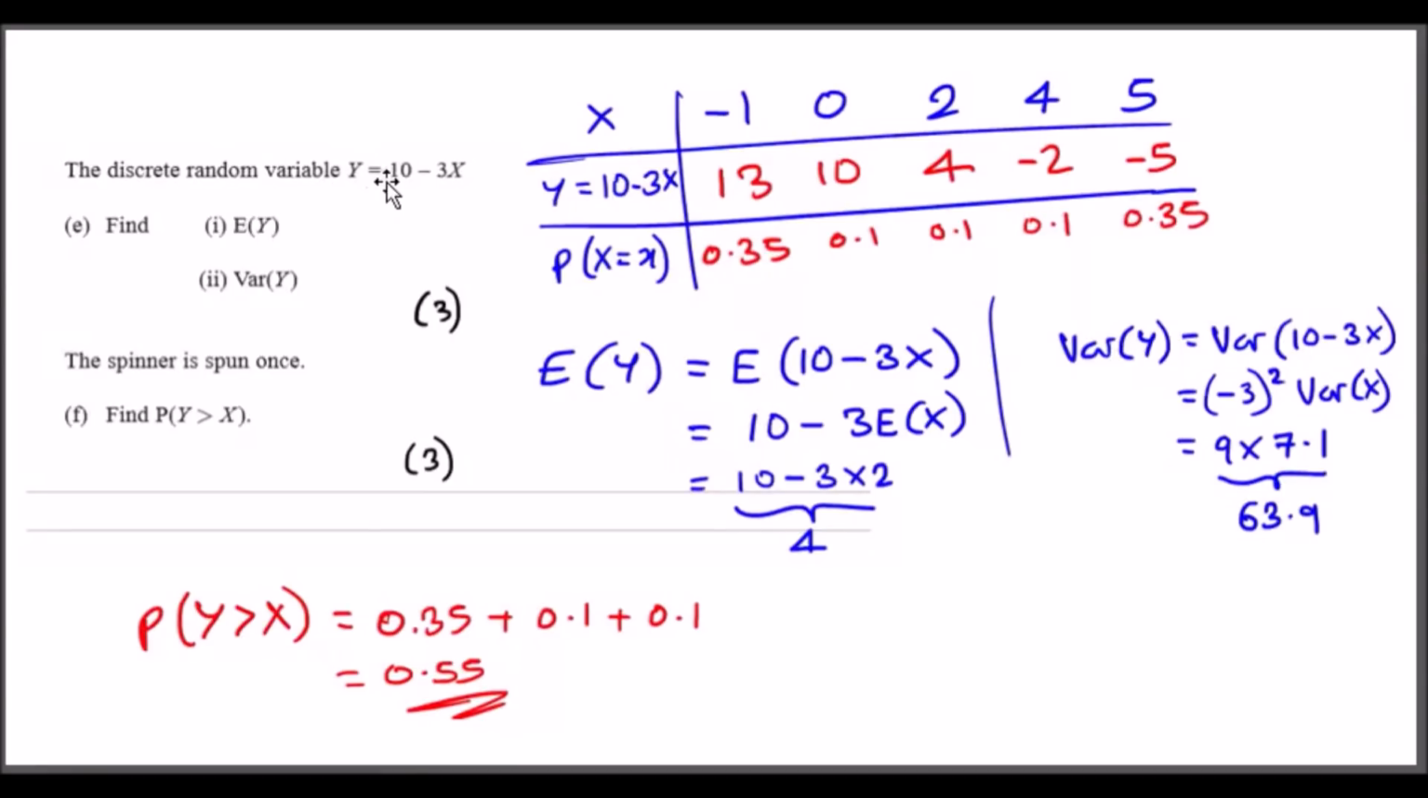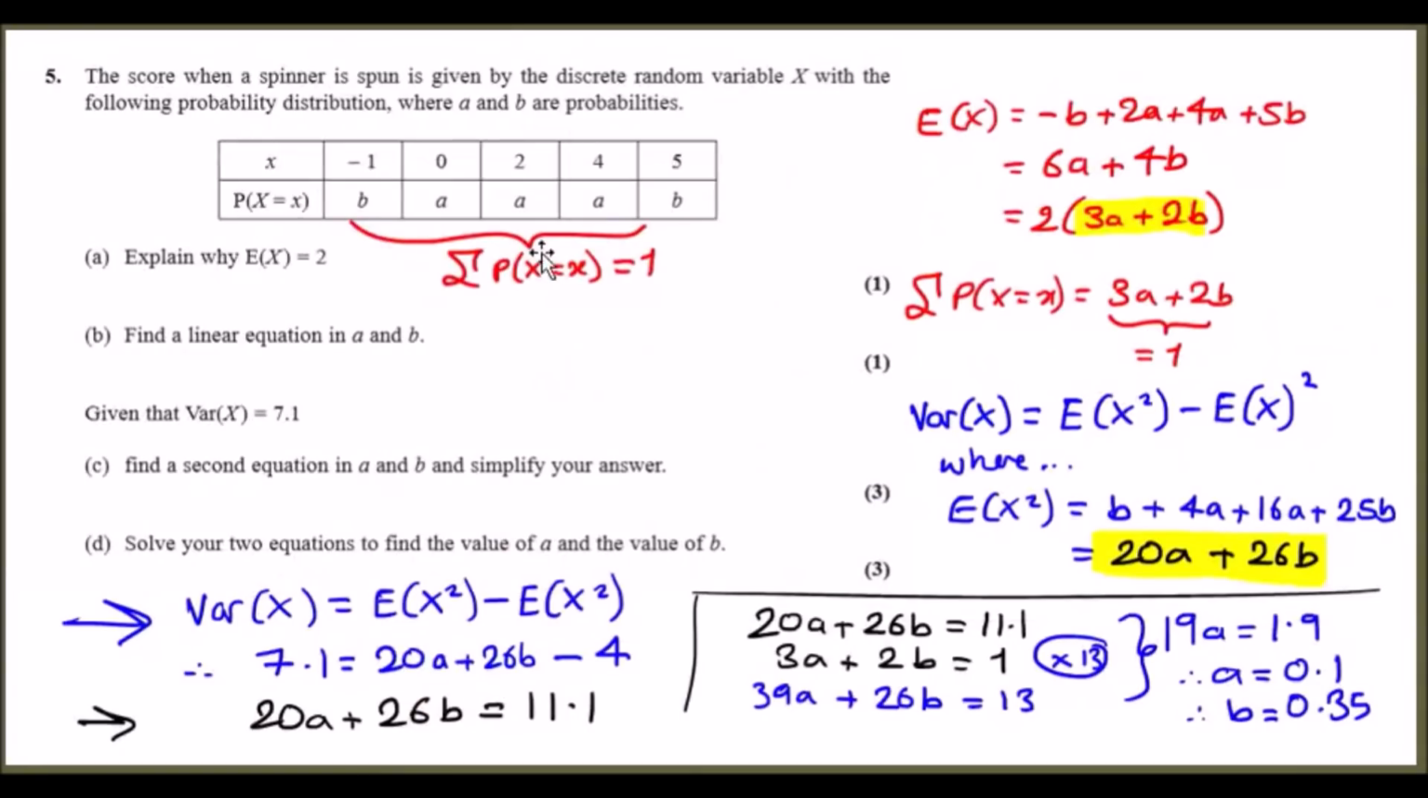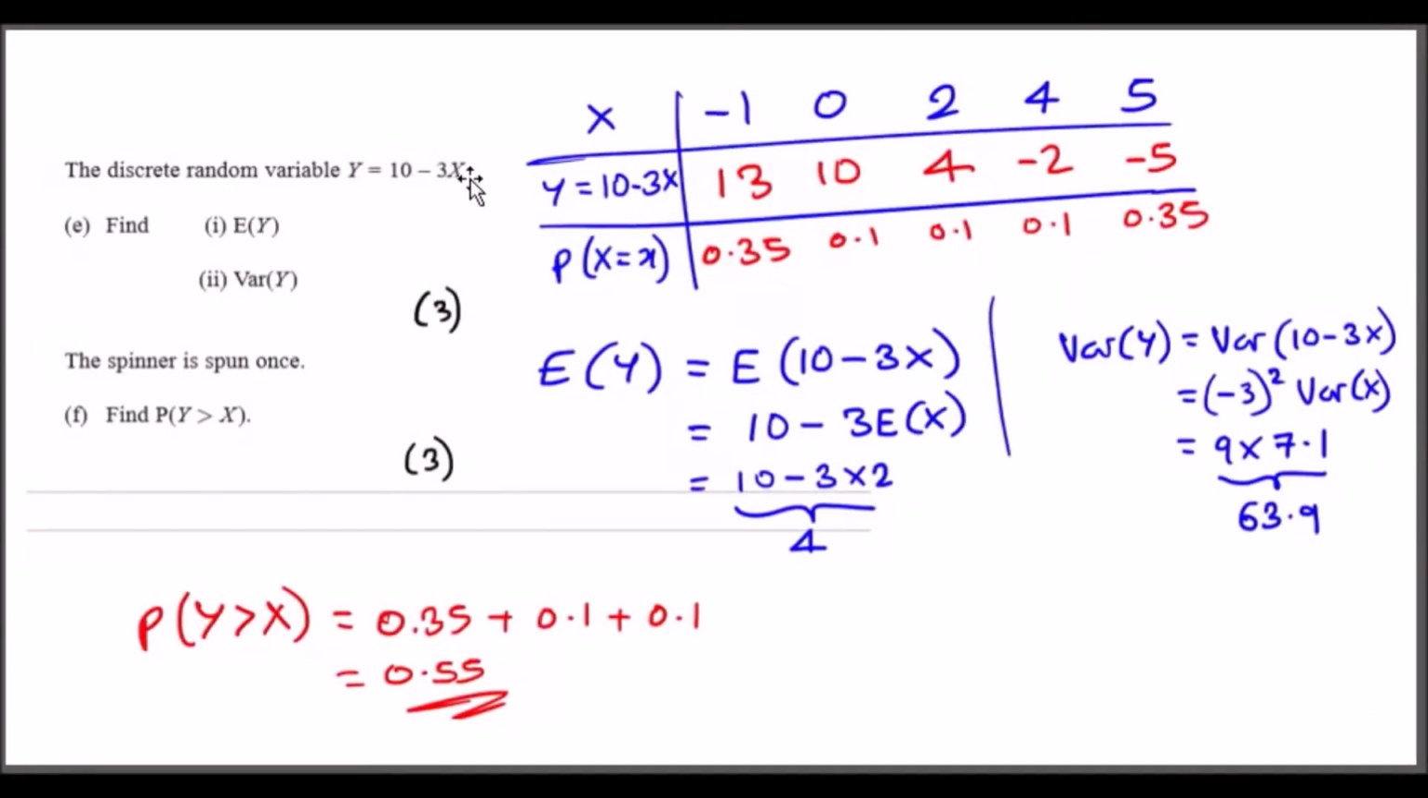What this means is that you use the x values from your table and plug them into this formula here to get an expression for y. For example, if you plug in x equals minus 1, you get 10 minus 3 times minus 1, which gives us 13. And I just did the rest the same. This is going to be helpful for part F in particular, and maybe E, but not really.